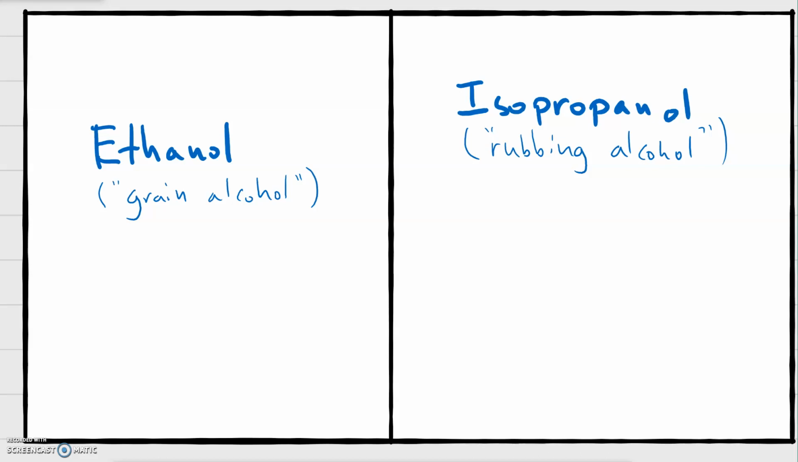There are actually two different compounds that are commonly used for disinfection that are both called alcohol. The first one is ethanol, sometimes called grain alcohol or just alcohol. And its structure is two carbons connected to a hydroxyl. This is what makes it an alcohol group. And let's not forget our hydrogens.